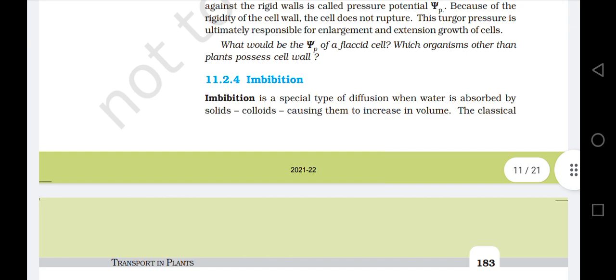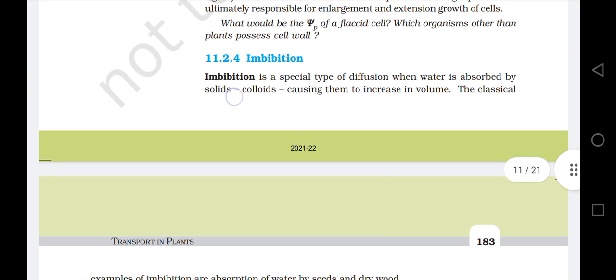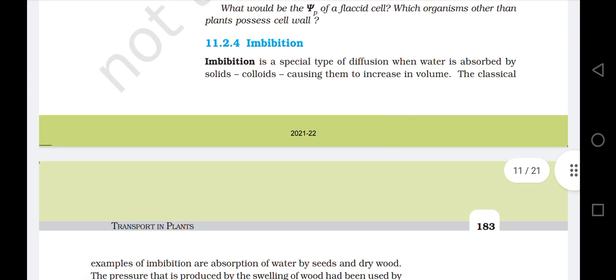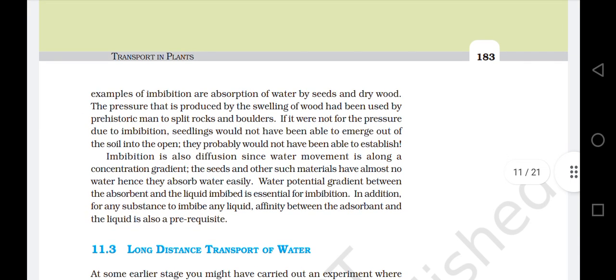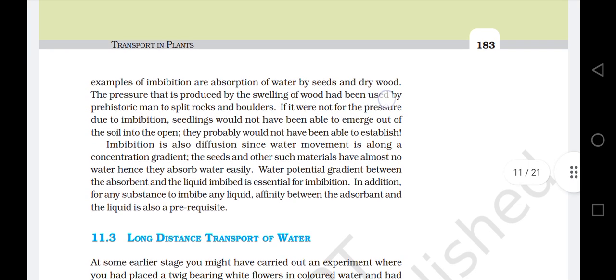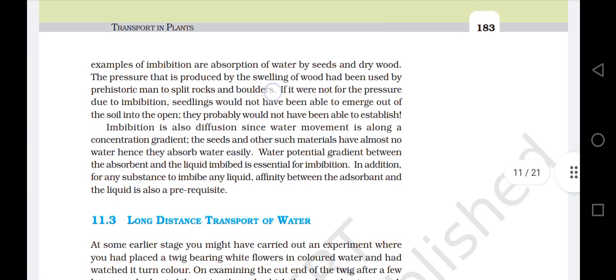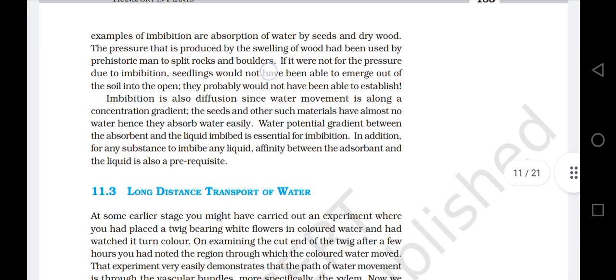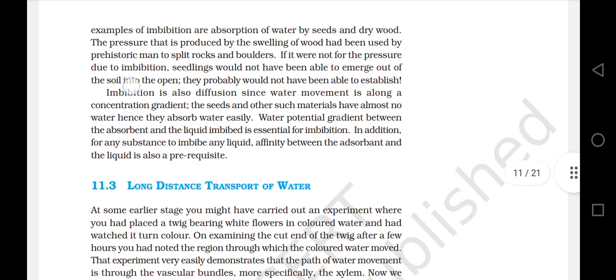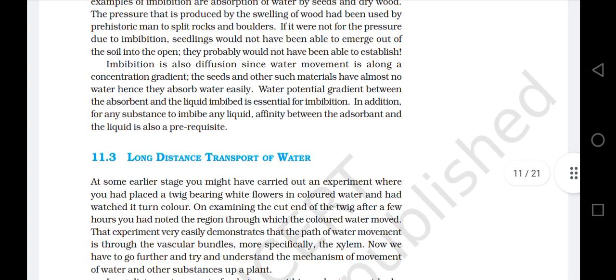11.2.4 Imbibition. Imbibition is a special type of diffusion when water is absorbed by solid colloids, causing them to increase in volume. The classical examples of imbibition are absorption of water by seeds and dry wood. The pressure that is produced by the swelling of wood had been used by prehistoric man to split rocks and boulders. If it were not for the pressure due to imbibition, seedlings would not have been able to emerge out of the soil into the open. They probably would not have been able to establish.